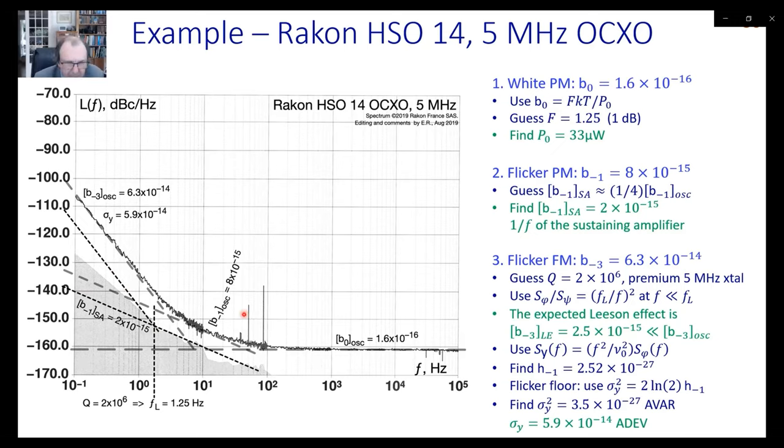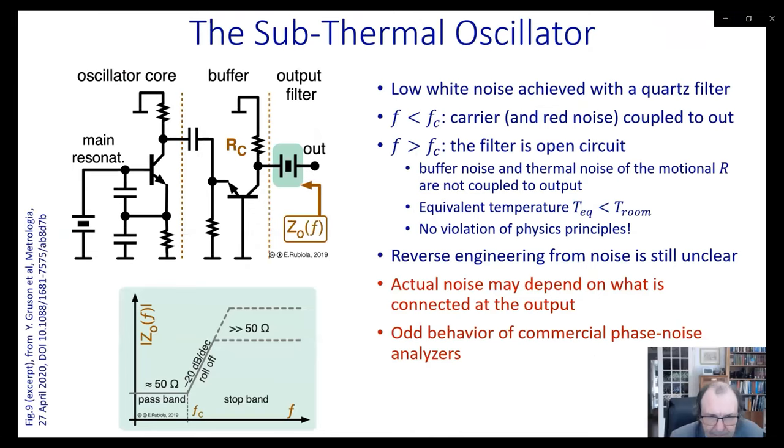Then there is one more exercise we can do, which is just to convert this b minus 3 over f cube into the Allan variance. It's just a matter of using the table I've shown. The last picture of this part is a trouble.